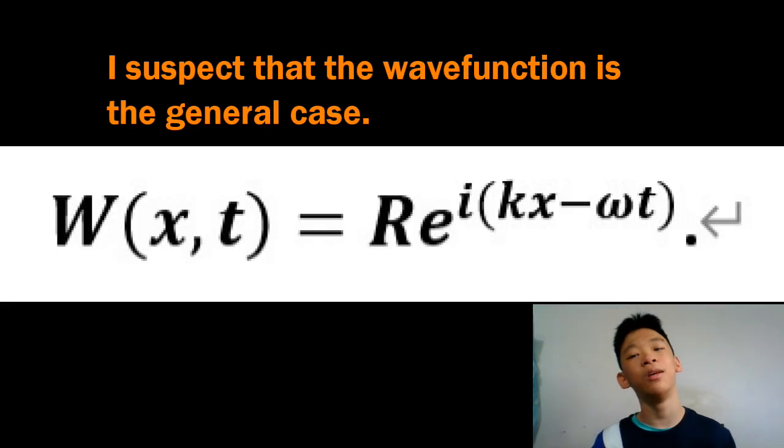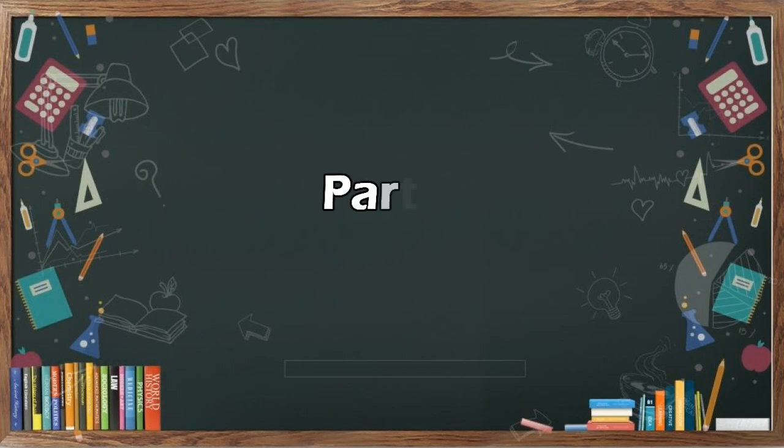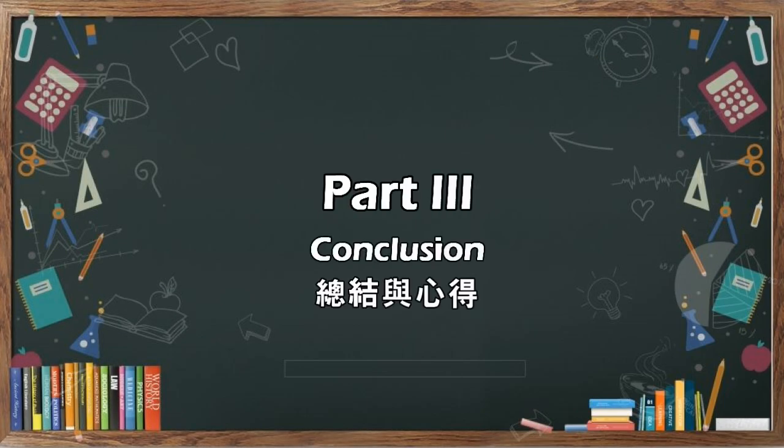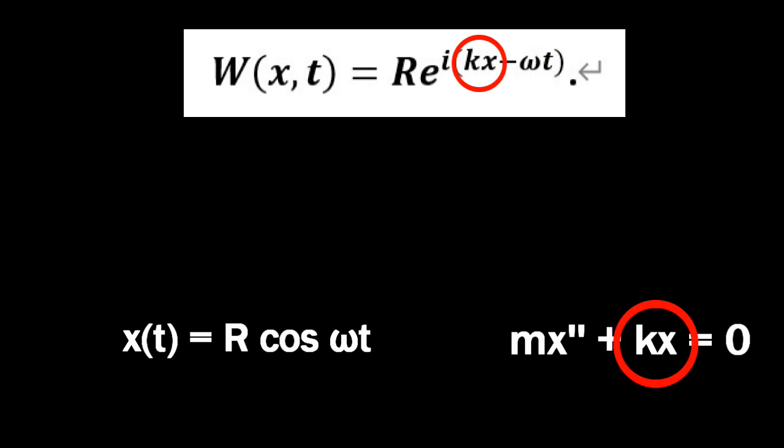The wave function appears to be a general case combining these two ideas. On a quantum level, the position, momentum, velocity, etc. of a particle is undetermined, so we need to keep track of the position and the time. If we look back to the wave function, we see that the omega t is related to natural frequency, which we've discussed in simple harmonic motion. The kx is related to the spring coefficient, which we talked about in the spring motion.